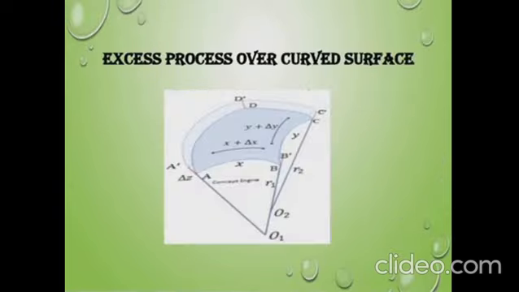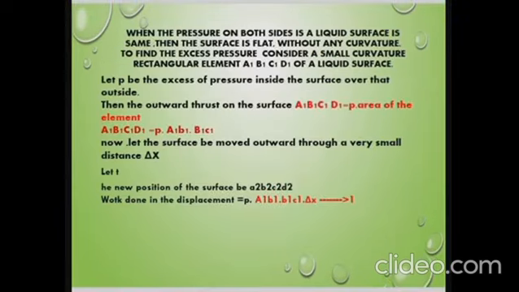Next, excess pressure over a curved surface. See this diagram. When the pressure on both sides of a liquid surface is the same, then the surface is flat without any curvature. To find the excess pressure, consider a small curved rectangular element A1 B1 C1 D1 of a liquid surface. Let P be the excess of pressure inside the surface over the outside. Then the outward force on the surface A1 B1 C1 D1 equals P into the area of the element, which is P into A1B1 into B1C1.